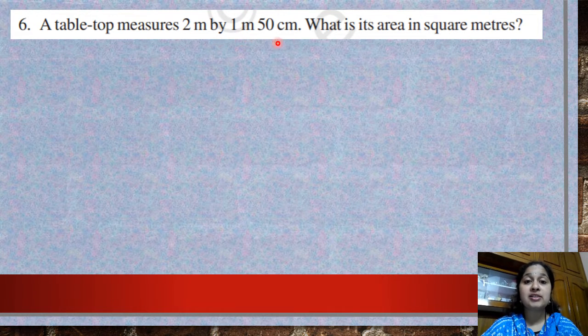If the dimensions are same, then it should be a square shaped tabletop. But here, since the length and breadth are of different dimensions, we can say that this tabletop is of rectangle shape. So what is the area of a rectangle, children? Yes, it is length into breadth. So let's begin to solve the question.